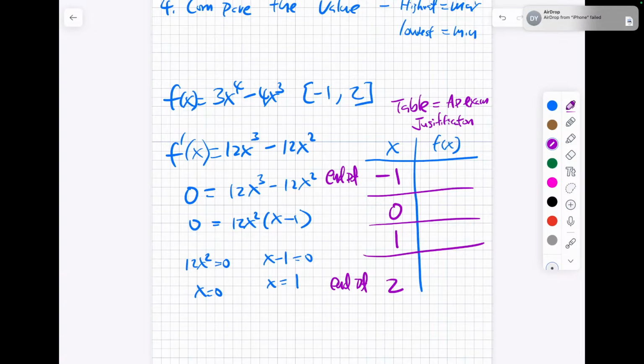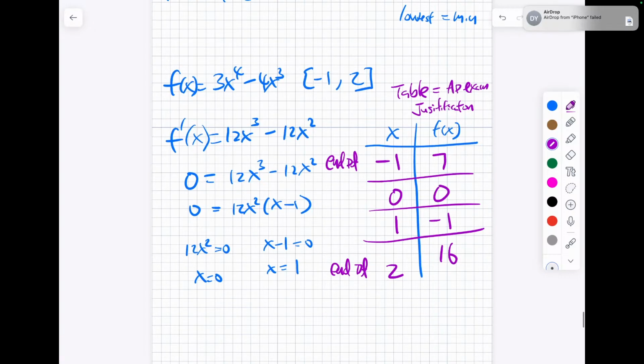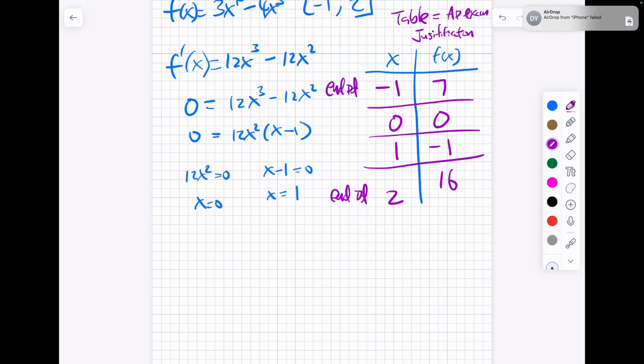In this case, it happened to be every single value. If I plug in -1, I'm going to get 7. If I plug in 0, I'm going to get 0. If I plug in 1, I'm going to get -1. And if I plug in 2, this is 16. So remember, the f of x are the values. In this case, this is the highest value, so it's the absolute maximum value. Does that make sense? That's the highest one.